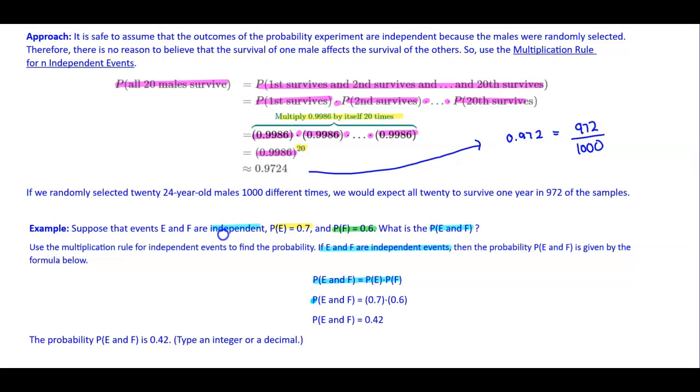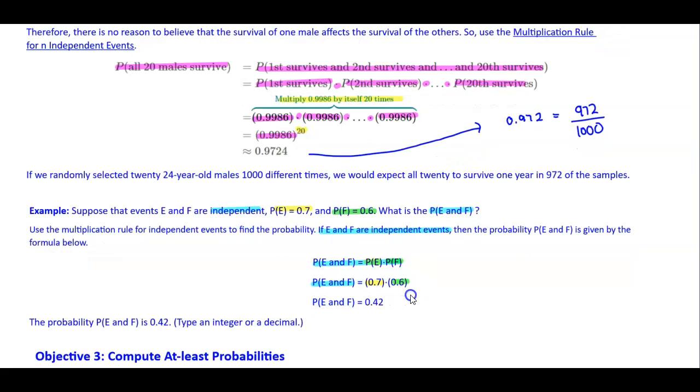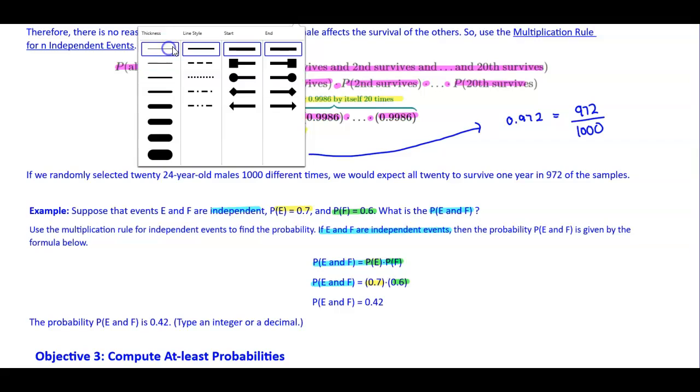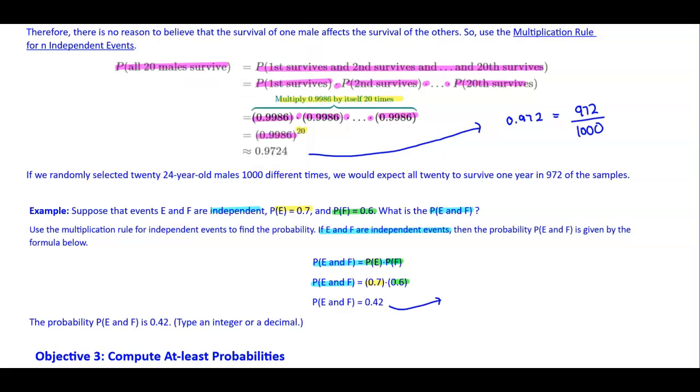So the probability of event E and F is the value we found for the probability of event E, which is 0.7, times the probability of event F, which is 0.6. Therefore, the probability of E and F is equal to 0.42. If we wanted to convert this to a fraction, we would say that out of 100 times, we would expect E and F to occur 42 times.